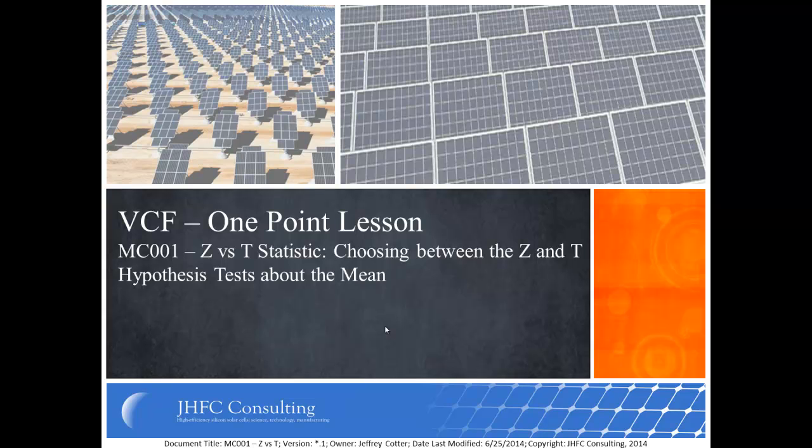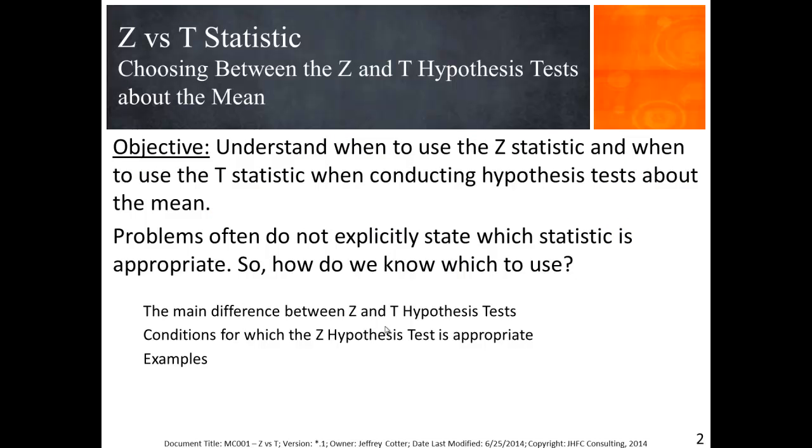This one-point lesson is designed to help you decide between the Z and T statistic when conducting hypothesis tests about the mean. Problems often do not explicitly state which statistic is appropriate. So how do we know which one to use? This lesson covers three main points to help you decide which one is appropriate.